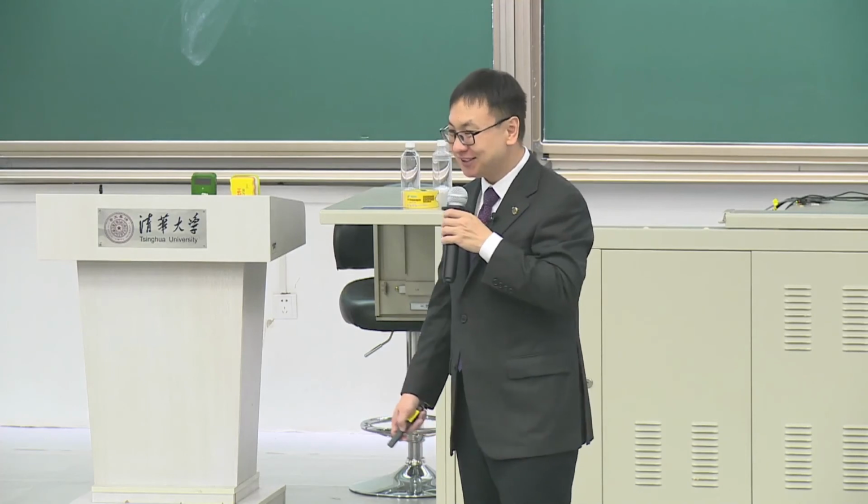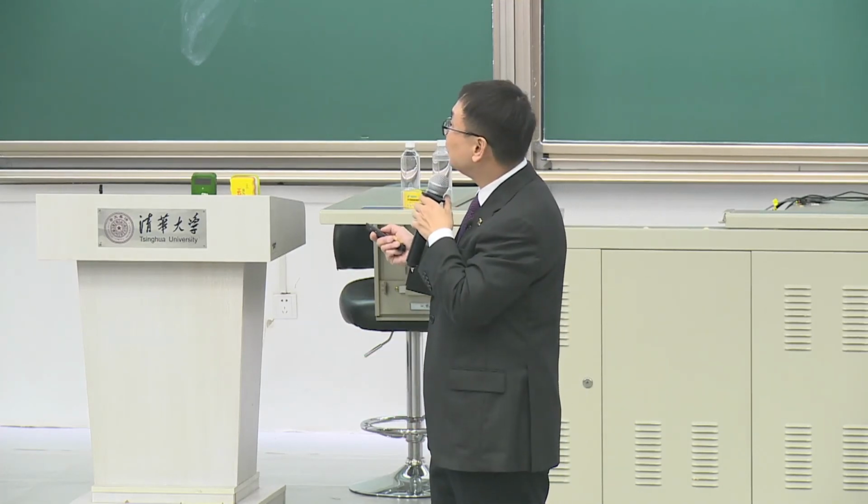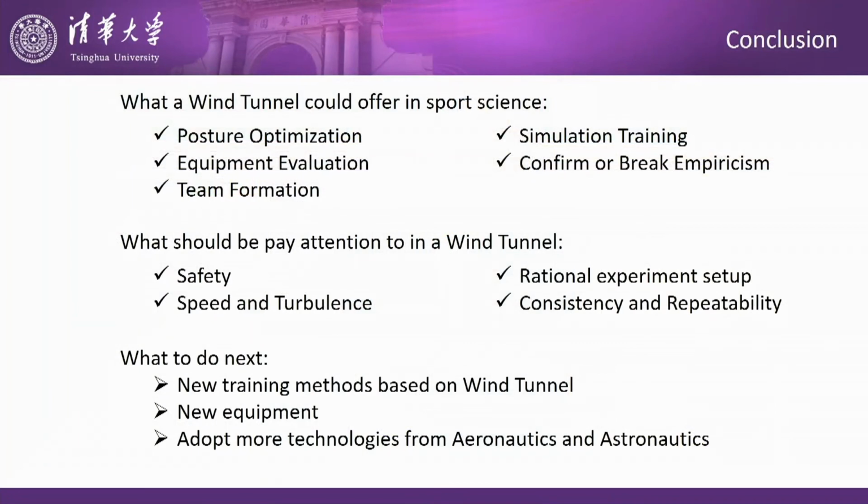Let's go to the conclusion. What can a wind tunnel offer in sport? We just mentioned posture optimization, equipment evaluation, and team formation. For equipment evaluation, actually, all the equipment of the track cycling team is checked in the wind tunnel. Then simulation training, like ski jumping. We confirm that we break empiricism. It's very important.